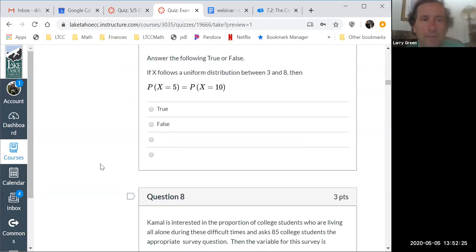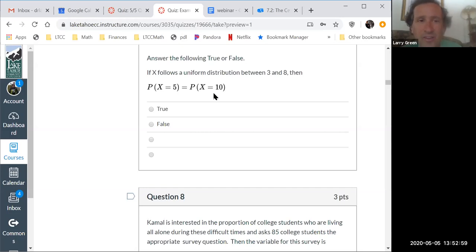Okay. If X follows a uniform distribution between 3 and 8, probability of X equals 5 equals probability X equals 10. Let me ask you, if X is a uniform distribution between 3 and 8, what's the probability X equals 10? It's 0, exactly. What's the probability that X equals 5? It's also 0. Uniform distributions are continuous distributions. The probability that X equals any value is always 0.